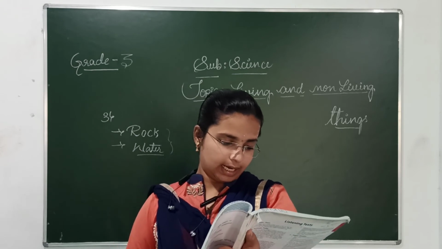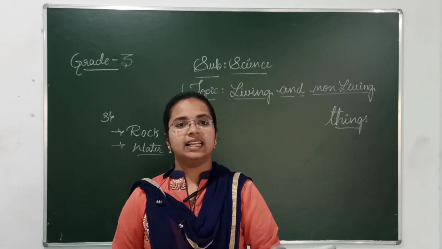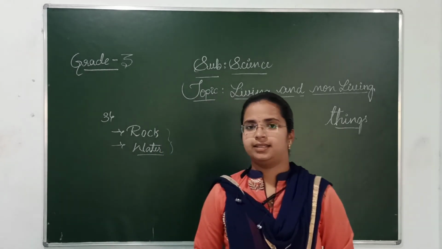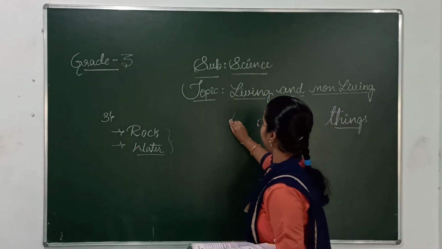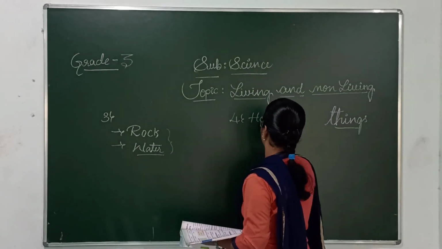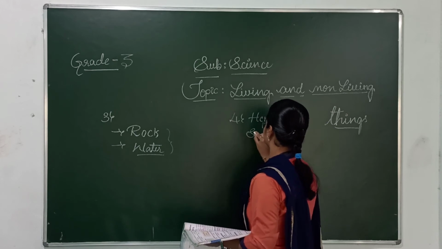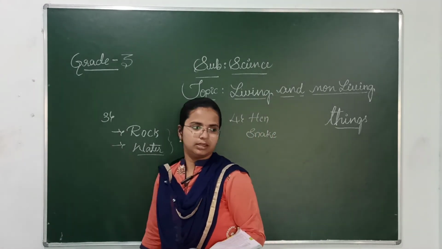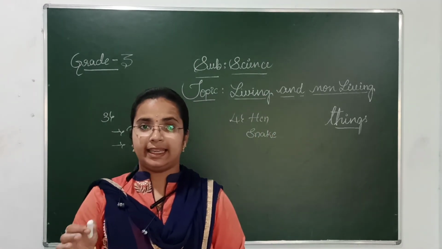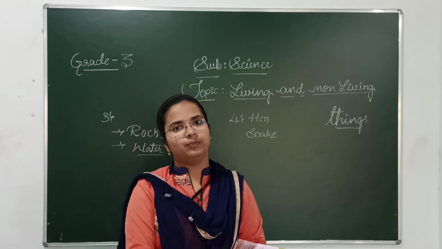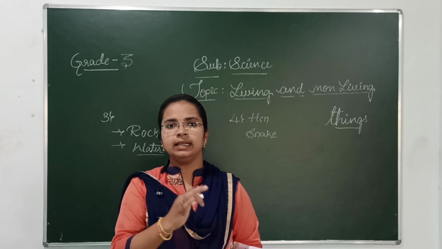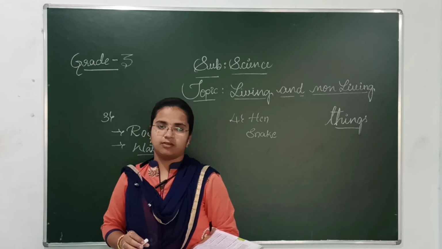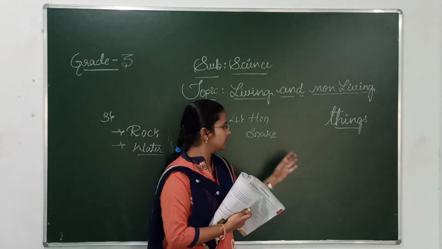The 4th question in your textbook is, name some animals that lay eggs. For example, the animals which lay eggs are hen, snake and swan. This is one of the subdivisions of reproduction, where reproduction can also take place in this form.